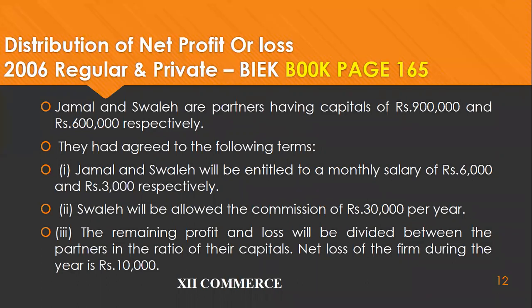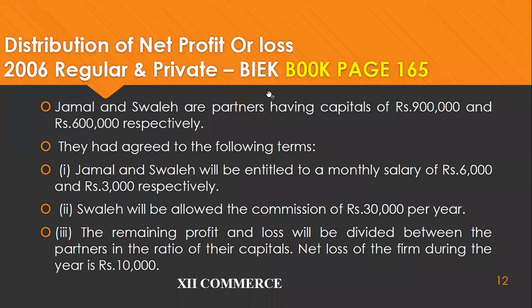Basically I'm giving you this explanation just because I found the mistakes, and I want you people to make sure that each question is different from another question. Another adjustment: Swale will be allowed the commission of 30,000 per year. अच्छा बेटे, ये जो है ना, ये आपके पास per year है, इसका मतलब एक साल का given है. So no need to apply your percentage, no need to apply your month, you just directly need to write down the commission.